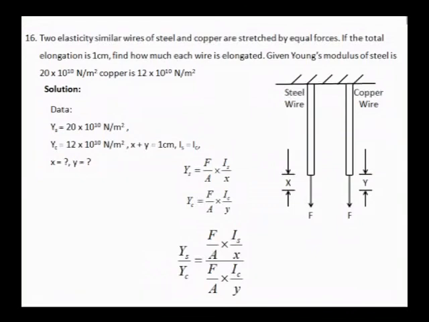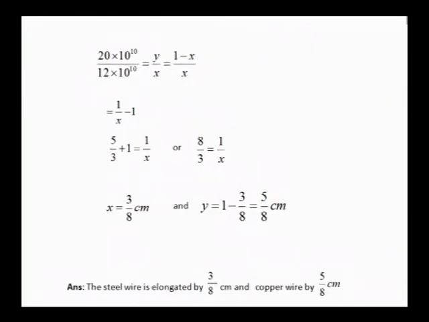So, Ys is equal to F by A into Ls by x, where Ls is the original length of steel and x is the extension in the steel wire, and Young's modulus of copper is F by A into the original length of copper wire by the extension in copper wire. So, if we calculate the ratios of these and simplify, we get the extension in steel wire as 3 by 8 centimeter, and that in the copper wire, y, is equal to 5 by 8 centimeter.